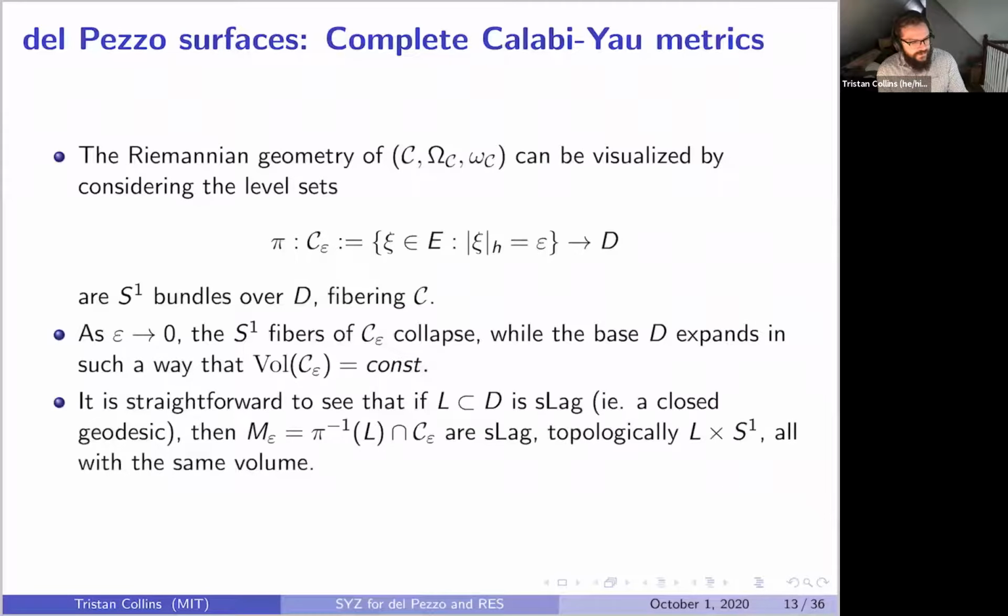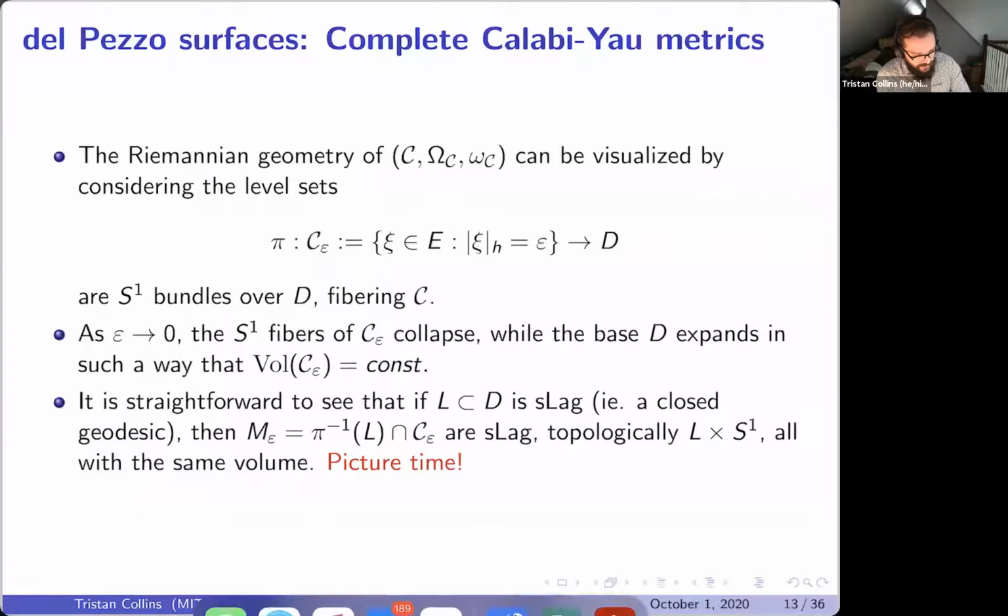One key observation for us is that if you take a special Lagrangian in the elliptic curve, and you just take a circle over that special Lagrangian, so you take the natural circle bundle of radius epsilon in the total space, then that is special Lagrangian with respect to this Calabi model Calabi-Yau structure. And it's topologically a trivial bundle because L is slag, so it's L cross S1. And independent of epsilon, they all have the same volume.